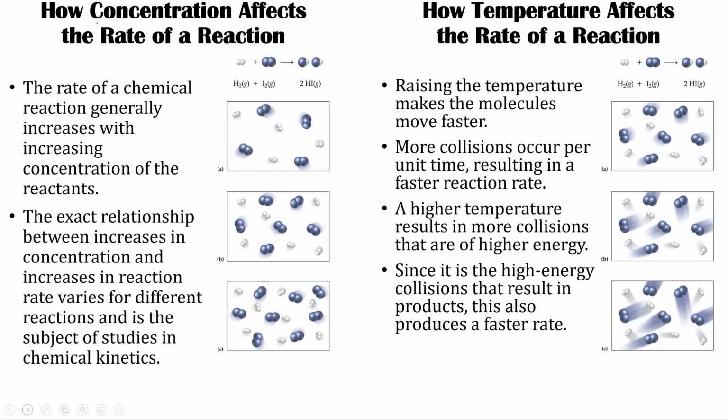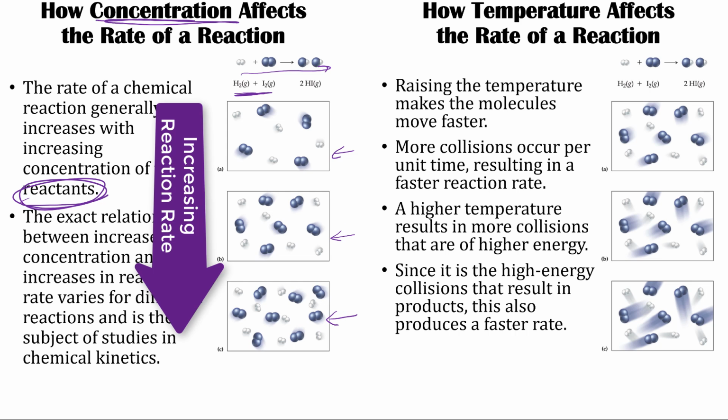So when we're looking at concentration, the rate of a chemical reaction generally increases with increasing concentration of the reactants. If we increase the concentration of the reactants, that means there are more particles there, and they're going to hit each other more often. If they hit each other more often, they'll hit each other with enough energy to overcome the energy of activation more often, meaning the reaction will actually go forward. So here is less concentration, a little more concentration, a little more concentration, and the more particles you have, the bigger chance they have to hit each other.